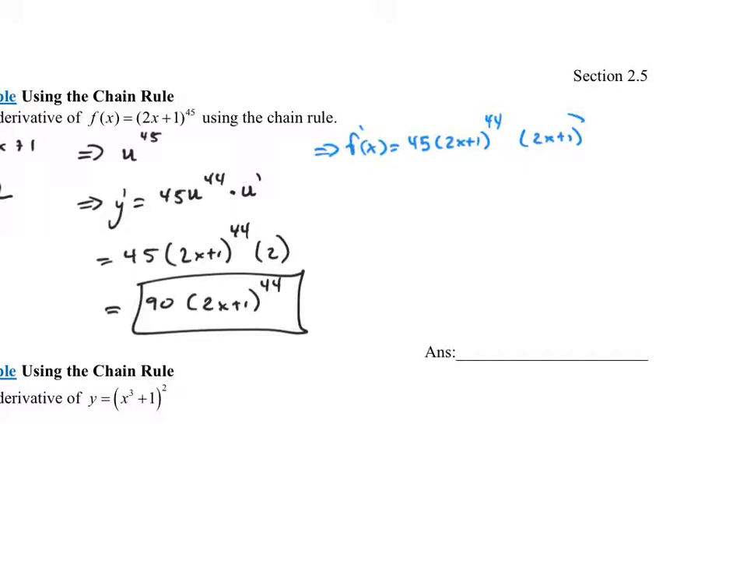So I use that little parentheses there, right? That's the derivative rule. I'm saying I still have to find the derivative of that. And remember, the derivative of that is 2. The derivative of 2x plus 1 is 2. And that would have jumped me right to my answer, 90 times 2x plus 1 raised to the 44th power. Am I okay with you doing it like that? Yeah, I'm okay with the black way or the blue way.